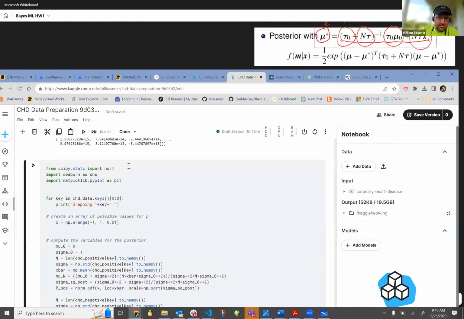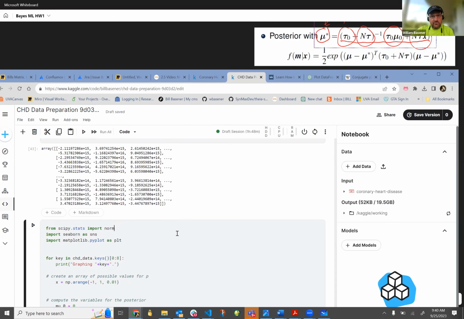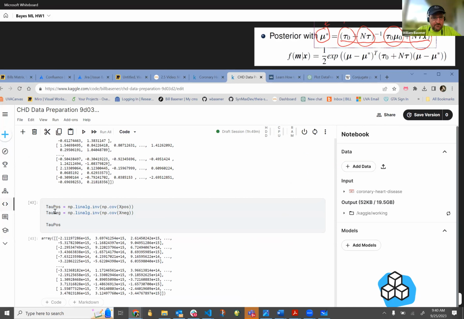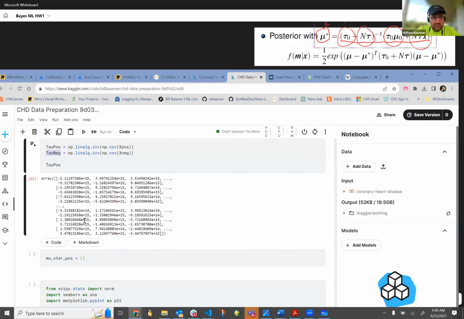Okay, and so that looks like that's what this piece here is doing. All right, so we want, it looks like this is probably what this last little block is doing, but let's go through and compute it piece by piece. So mu star positive equals, I need some parentheses. Now I need tau naught. Here's tau positive and tau negative.